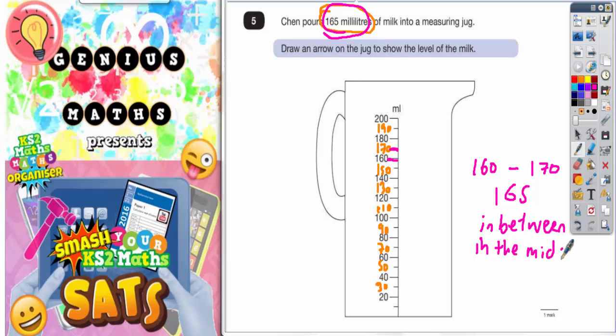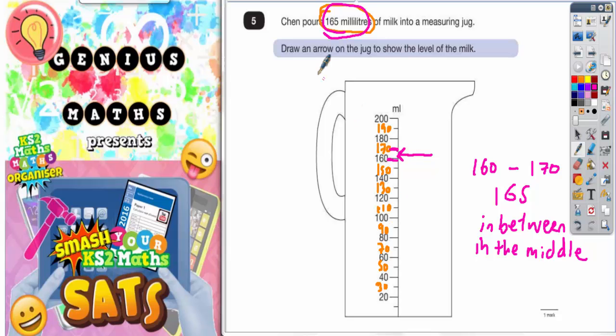So we've got to go in the middle of 160 to 170. Well, if there's 160, well, there's 170. In the middle of there, it's going to be about there. You've got to be as accurate as you can. If you put it on the 160 line, they won't give it you. If you put it on the 170 line, they won't give it you. It's got to go between those two.